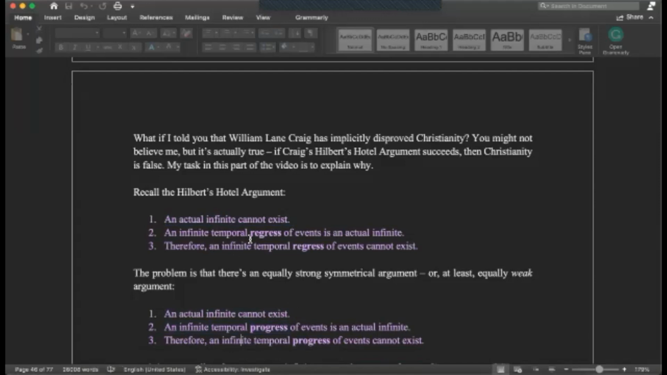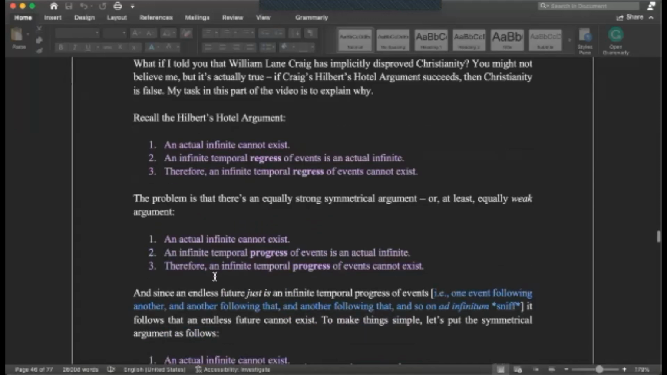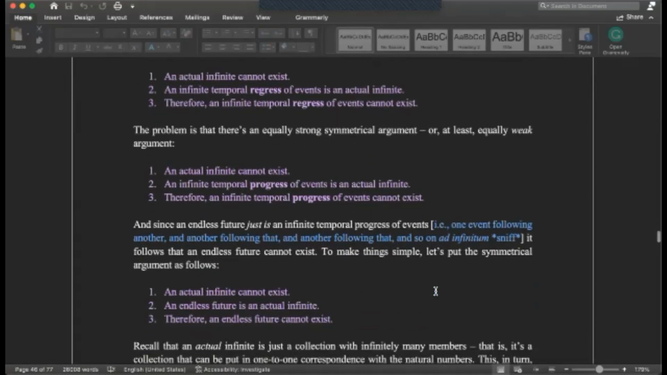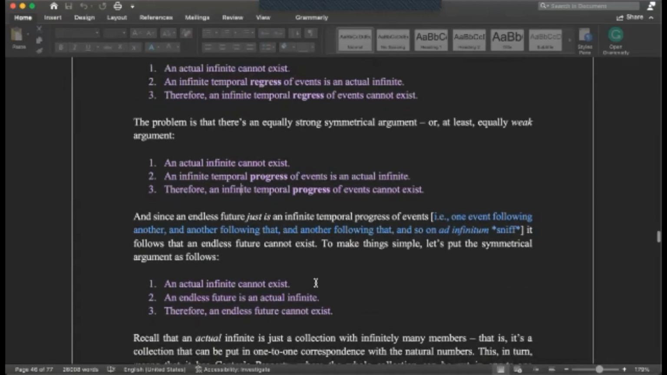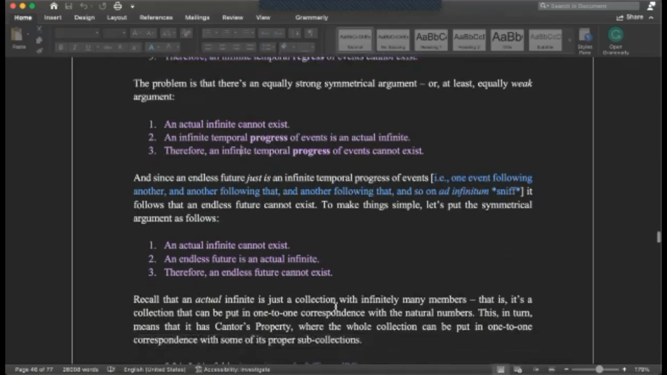You're just replacing a regress with progress. And since an endless future just is an infinite temporal progress of events, that is, one event following another, and another following that, and another following that, and so on ad infinitum, it follows that an endless future cannot exist. To make things simple, let's just put the symmetrical argument as follows. 1, an actual infinite cannot exist. 2, an endless future is an actual infinite. 3, so an endless future cannot exist.